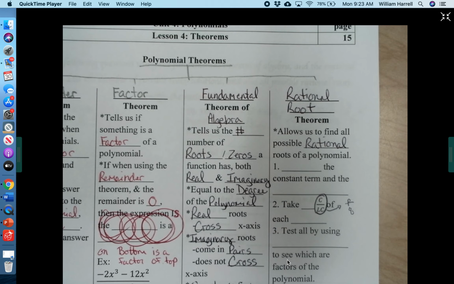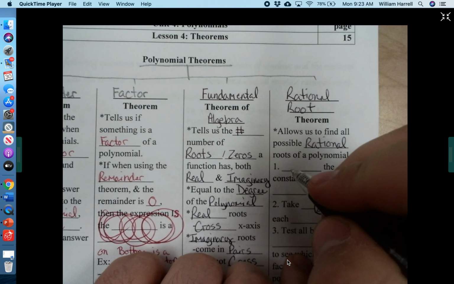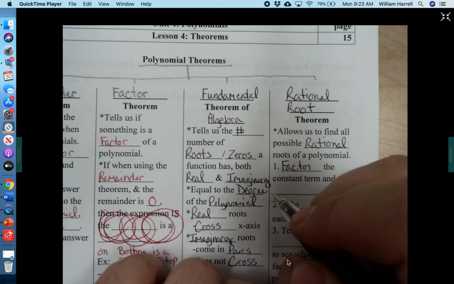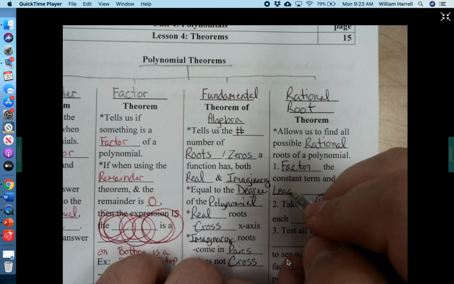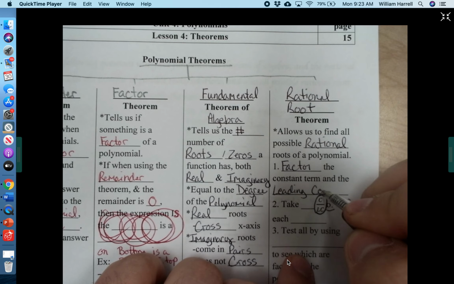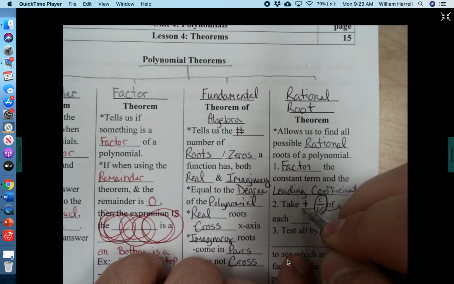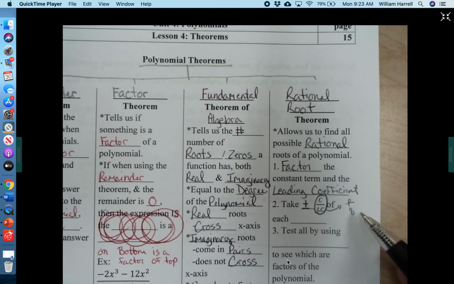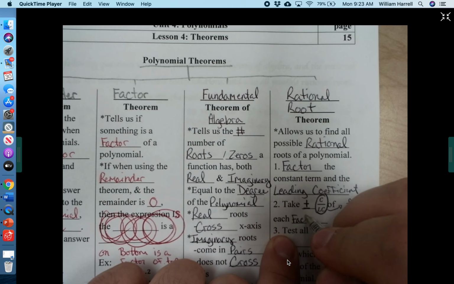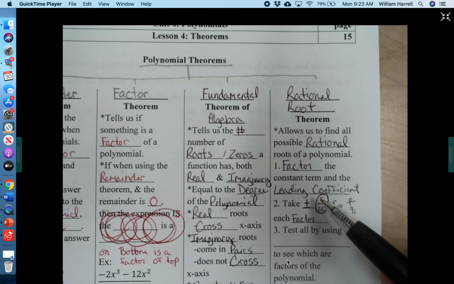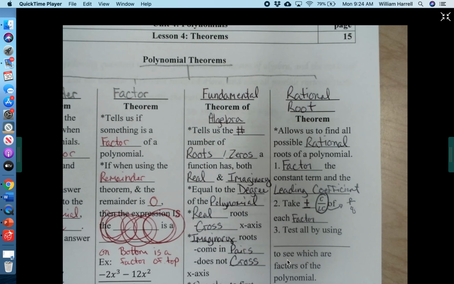So what you want to do is factor the constant term and the leading coefficient. And you want to take both the positive and negative of each factor. Again, what you're going to do is take the positive and negative constant factors, and divide each of those factors by every leading coefficient factor. Again, this looks kind of goofy right now. It'll make a little bit more sense.